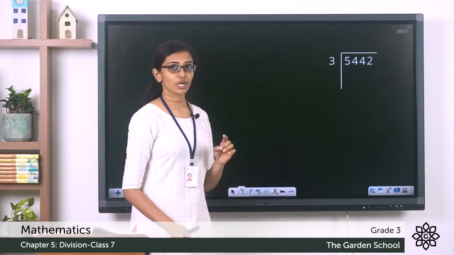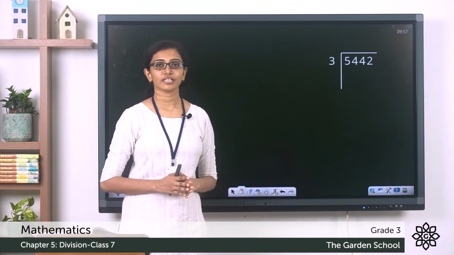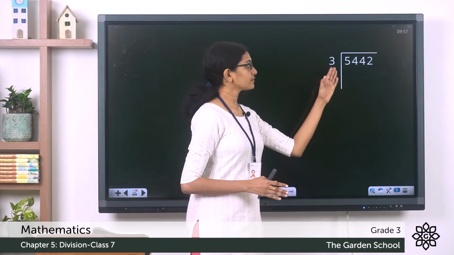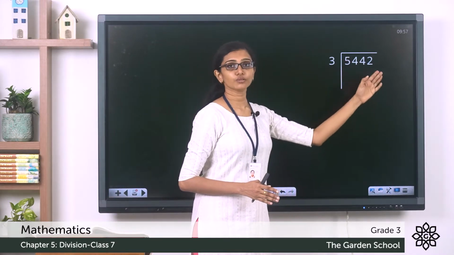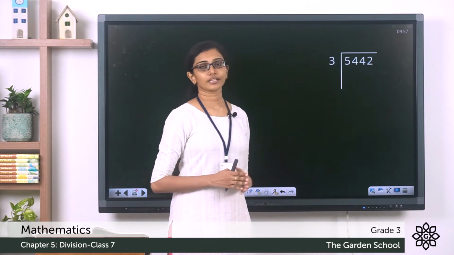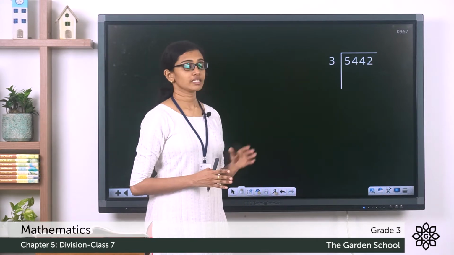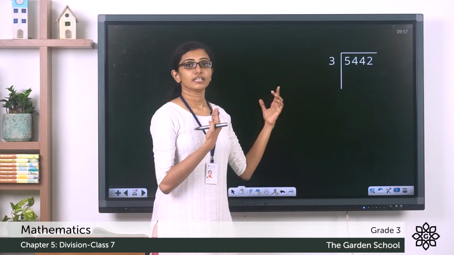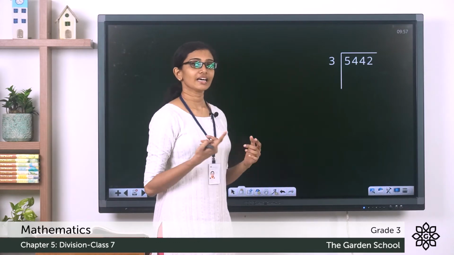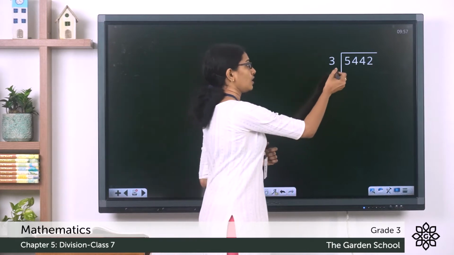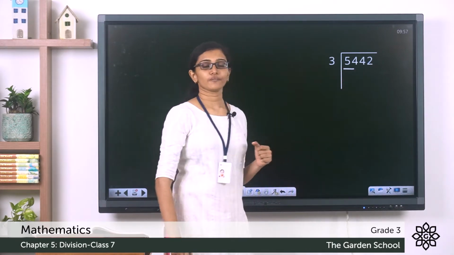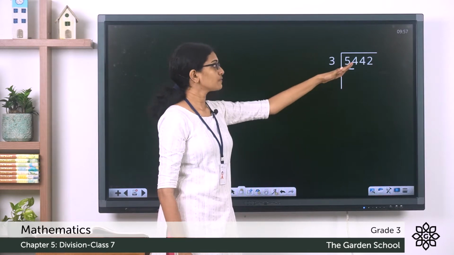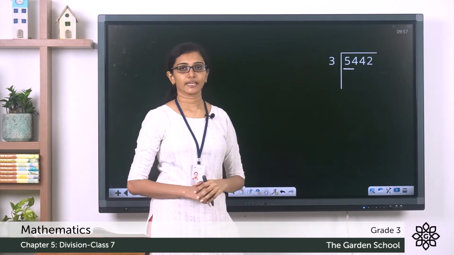So let's first write the given numbers in the proper way for the long division method. So we have the dividend 5442 inside the grid and the divisor number 3 outside the grid. So since we are dividing with a 1-digit number, let's consider the first digit, the digit at the highest place of the dividend, which is the digit 5. So now we have to do 5 divided by 3.